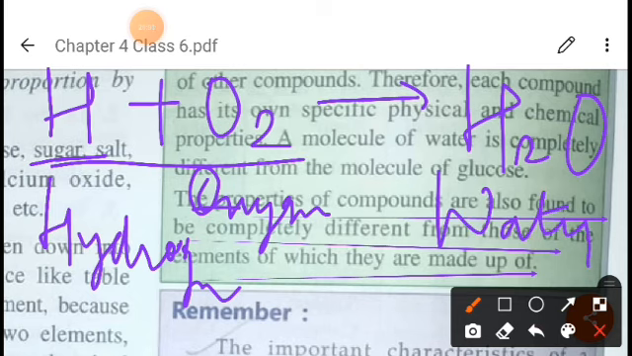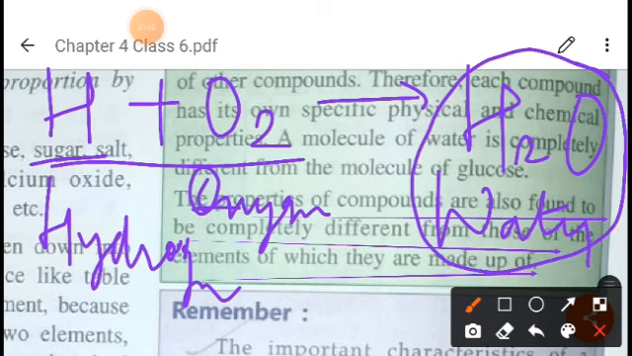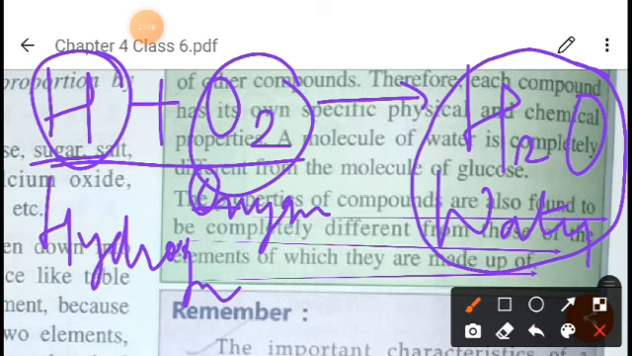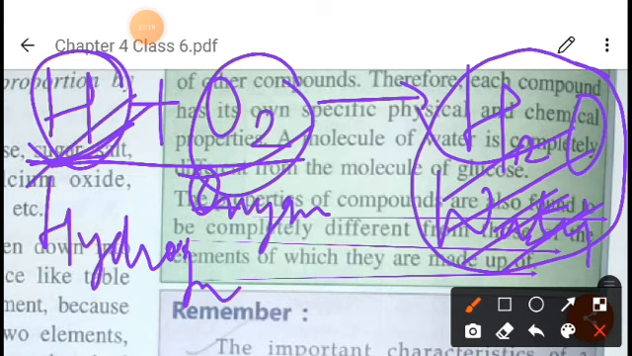But when we see the chemical or physical property of water, it will be entirely different from oxygen and hydrogen. Are you clear or not? Although it is made up of hydrogen and oxygen, when we see the physical or chemical property of water, it will be entirely different from hydrogen and oxygen. Are you understanding or not?